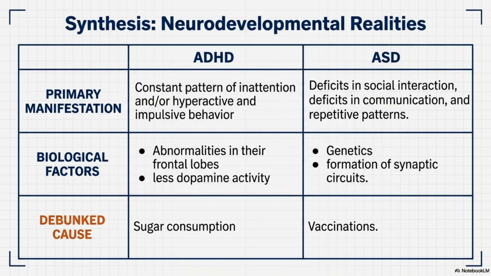Whether you are navigating these diagnoses yourself or interacting with neurodivergent individuals in your community, recognizing the physical mechanics of these conditions is what allows us to foster genuine, actionable empathy. When we recognize that a child isn't willfully ignoring a teacher, but rather lacking the dopamine required to hit the brakes on an impulse, we stop punishing the behavior and start treating the deficit.